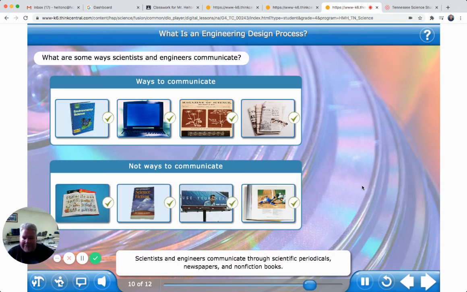Scientists and engineers communicate through scientific periodicals, newspapers, and non-fiction books. Engineers do not use comics, fiction books, advertising images, or the sports page to communicate their results.